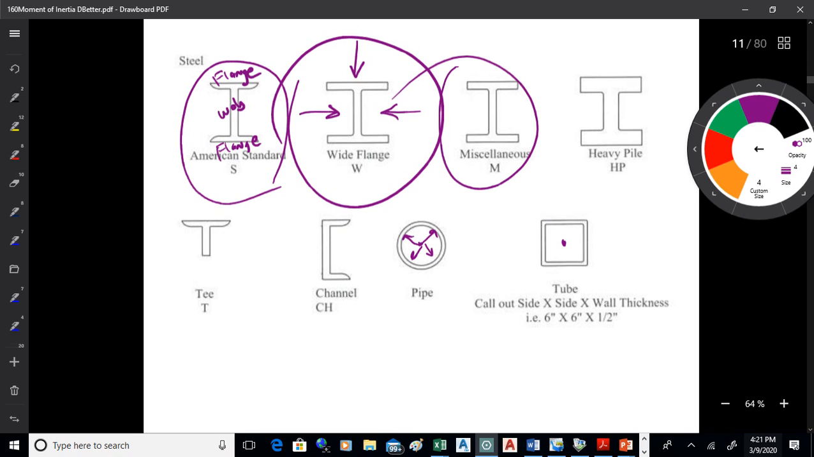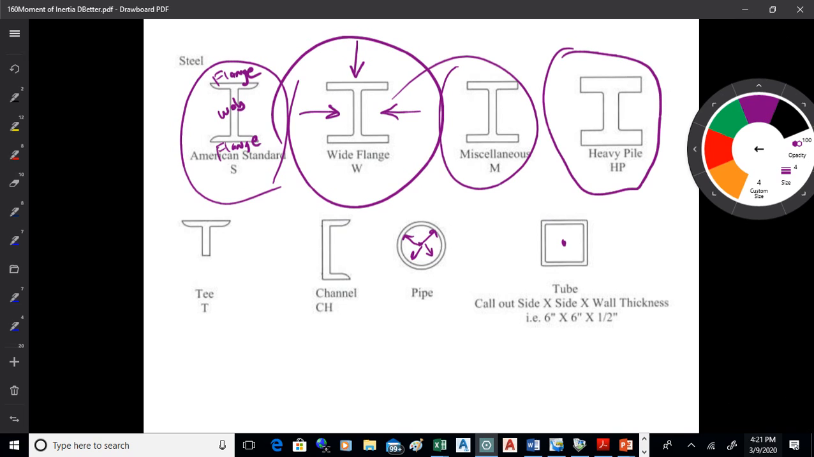There's also miscellaneous beams, which are neither standard nor wide flange, and there's heavy pile, but that's used more for bridge footings and things, where they just pound those into the ground with a pile driver. The American Standard are pretty much obsolete, right? Yeah, for the most part. A lot smaller stuff you might use it, but they're not used as much anymore, just because they don't have that lateral strength.